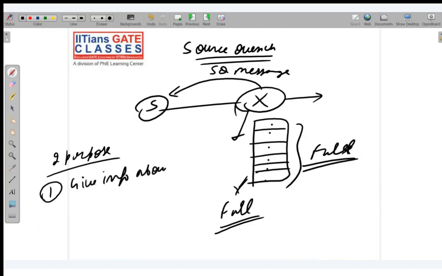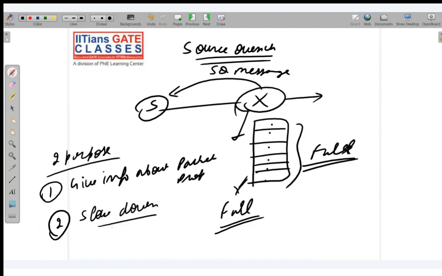So it gives info about the packet drop. And second, since the source quench message has been sent, the router is giving a warning to the sender: please slow down, otherwise I will keep on dropping your packets. So the next purpose is slow down. It is dictating the sender to slow down, otherwise I will drop your packets. Okay, so two purposes it has solved. Source quench. Please take the snapshot. I will jump to the next slide. Done, sir.